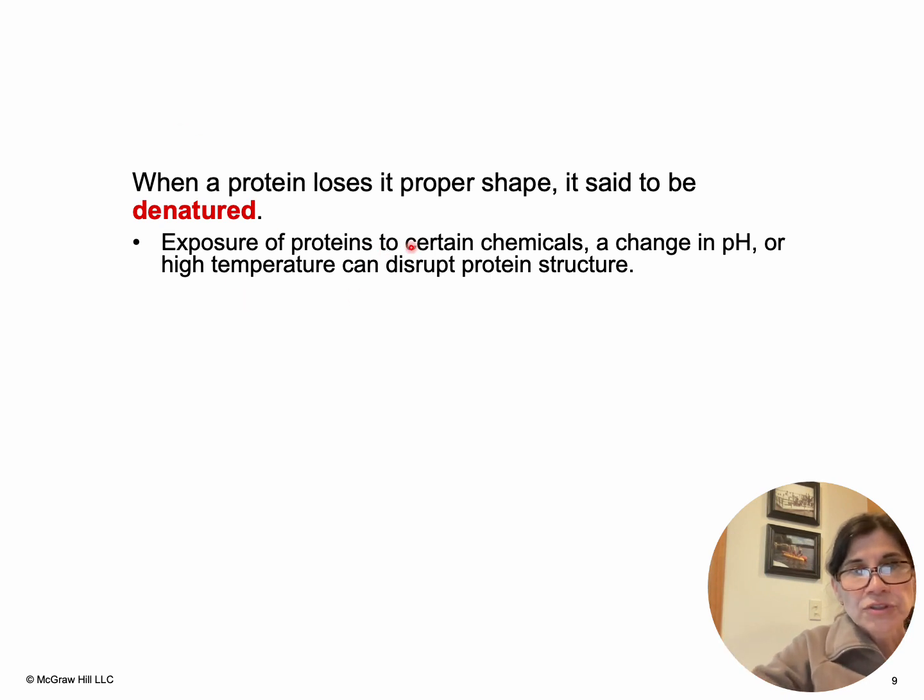So exposure of proteins to chemicals, or very acidic changes in pH, if you put in an acid, or high temperatures can disrupt their structure, and that's referred to as denaturing. All right, that wraps up proteins.